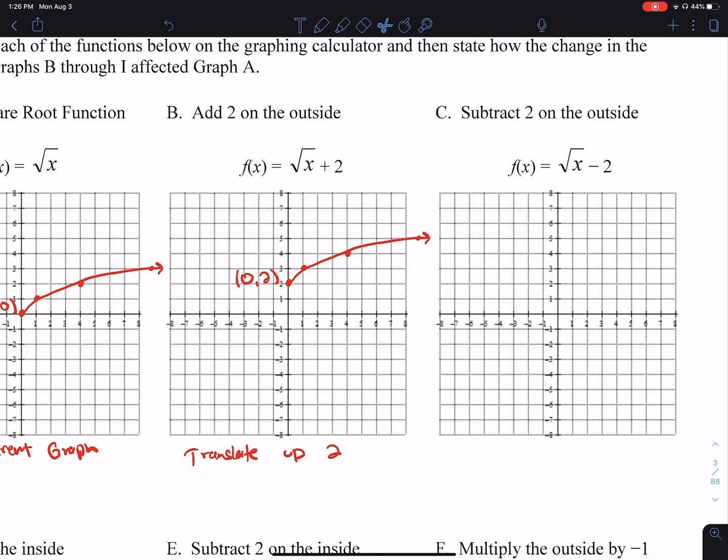What would happen if I were to take this graph and subtract 2? It would come down here like this, with the vertex being (0, -2). This would translate the graph down 2.